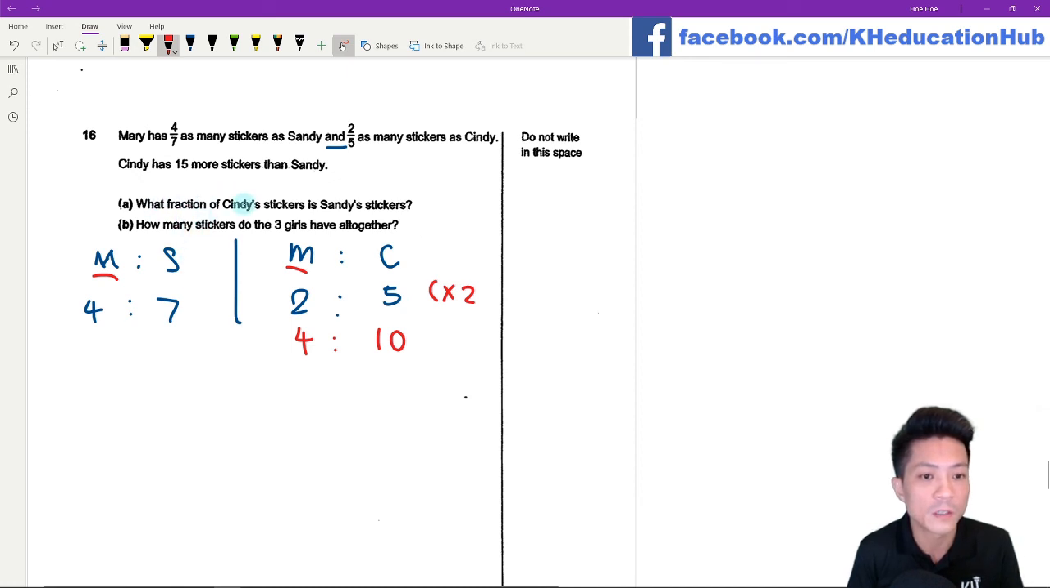Okay, what fraction of Cindy's stickers? When they say of Cindy's stickers, it means that Cindy's stickers will be in the denominator. Sandy's stickers, so Sandy will have 7 units. Cindy's will be 10. So it's 7 out of 10.